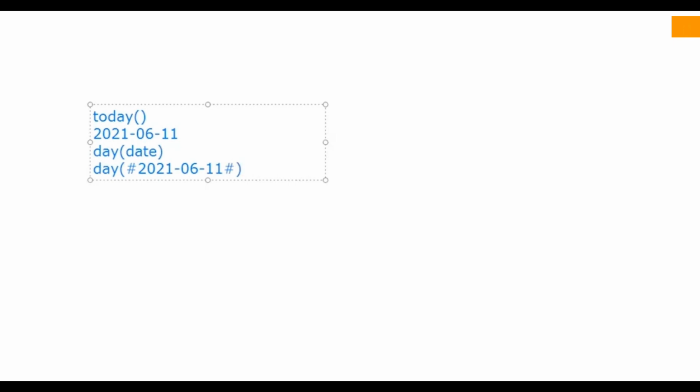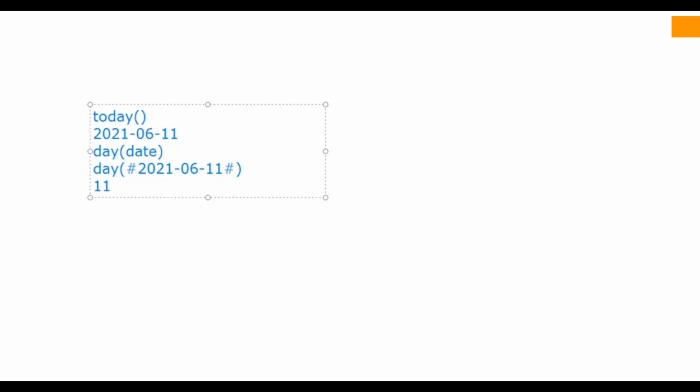Obviously it is going to return today's day. Today's day is going to be Saturday. You might be thinking it will display Saturday, but what it will return is an integer. It will just return the day, that is, 11 will be returned.